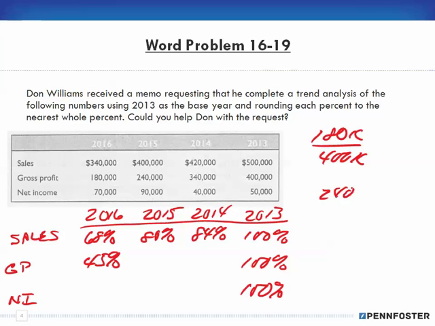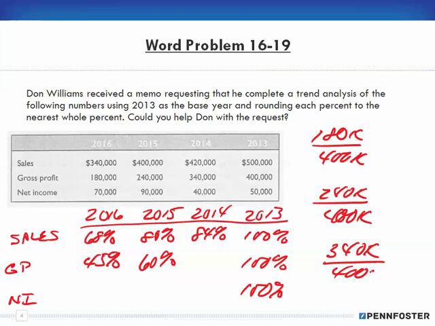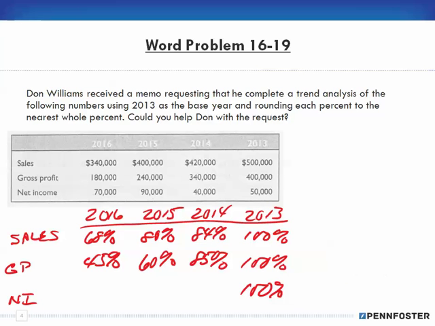240 divided by 400 gives me 60%. And 340 divided by 400 gives me 85%. And then lastly, we're going to take the 70,000 and divide it by 50,000. And so that means that percentage should be greater than 100%. It actually ends up being 140%.